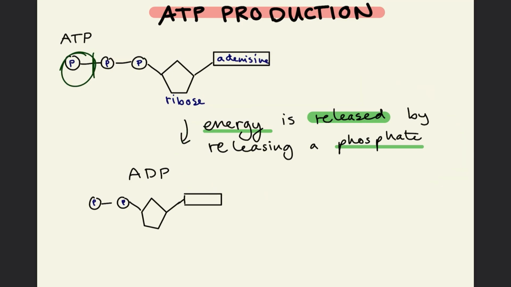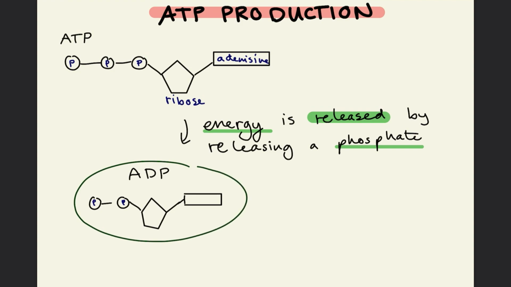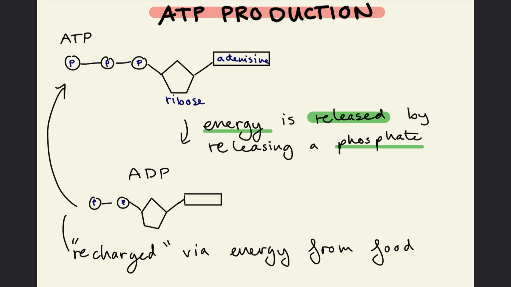Then this ADP is recharged back into ATP, so it gains back a phosphate. And it does that via energy from food. So we eat food to gain energy, to give us back that phosphate, to convert back into ATP, so we can continue to perform cellular respiration, which is what our cells end up using. So the phosphate is put back on, and the molecule is recharged via the energy from food. And this is the ATP cycle.